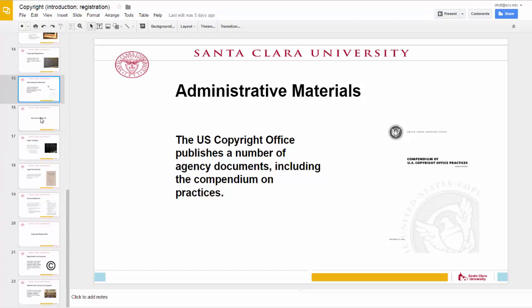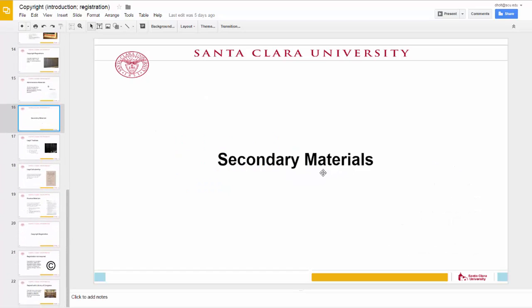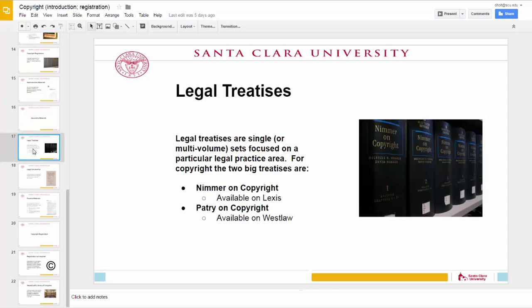Okay, now as we get into secondary materials, there's two big legal treatises that deal with copyright, which are considered very persuasive by the courts. One is used far more than the other. Nimmer on Copyright, which is available on Lexis, is the most cited treatise dealing with copyright. Patry is the corollary equivalent that is available on Westlaw. It, however, is cited far less frequently than Nimmer by the courts.